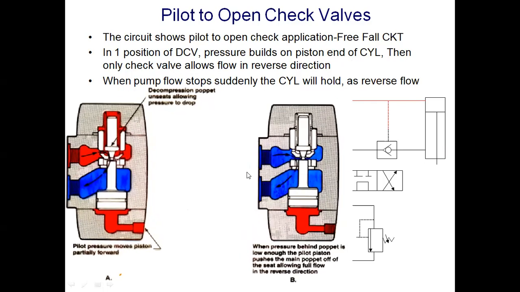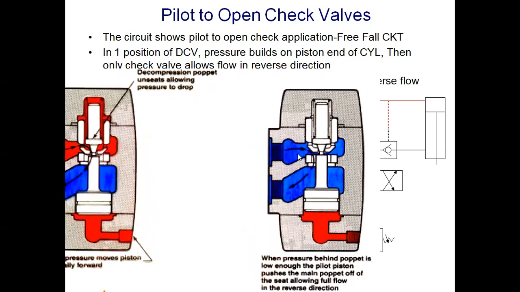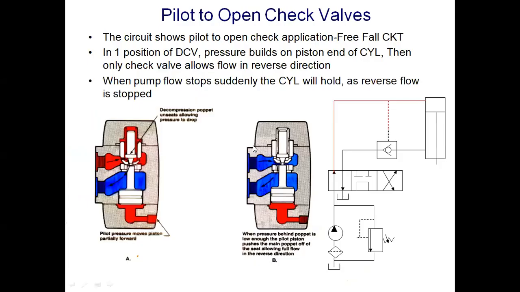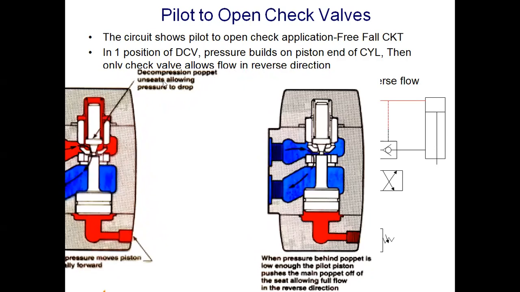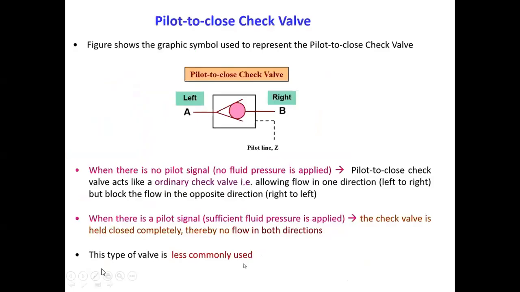We can see here in this diagram, we can observe when pressure behind poppet is low enough, the pilot piston pushes the main poppet off the seat, allowing full flow in the reverse direction. See here, decompressing poppet, allowing pressure to drop. Pressure moves piston partially forward.